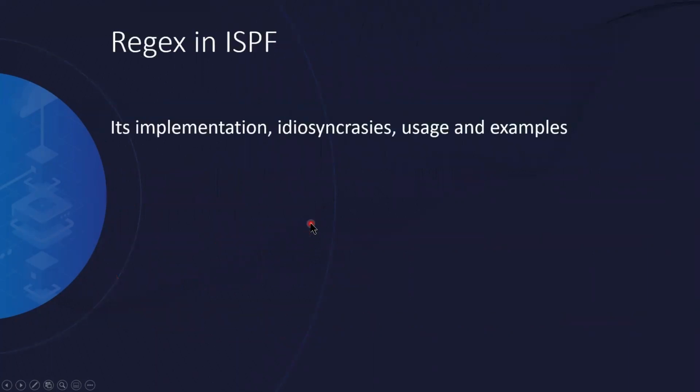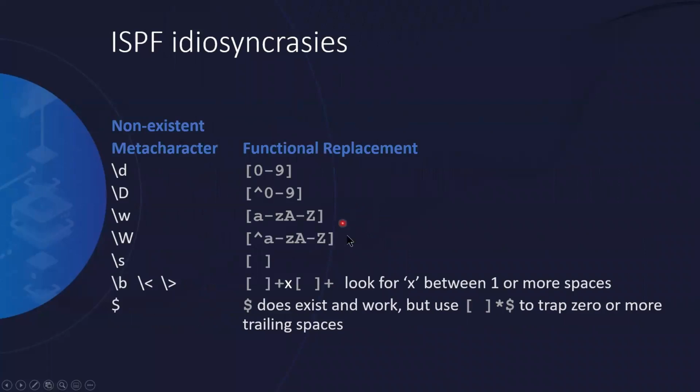So let's have a look at how regex is implemented on the Z platform. So it has its own differences, idiosyncrasies. The meta character \d, which is any decimal, doesn't exist. It's not been implemented in ISPF. It's been replaced by the range 0 to 9. \D, which means any non-digit, has been replaced by the opposite, any non-number there.